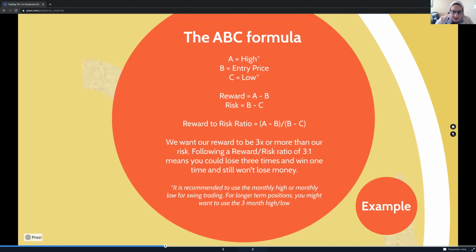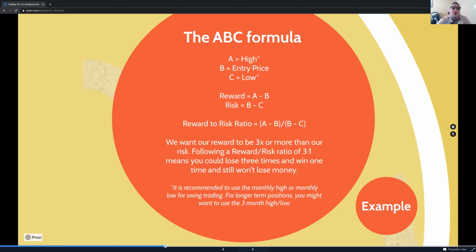The reward is going to be the difference between the highest of the month and where it is today, that difference, A minus B. The risk on the other side is where it is today, B, minus the lowest of the month, C. So we're going to take reward, take risk, and come up with a ratio.